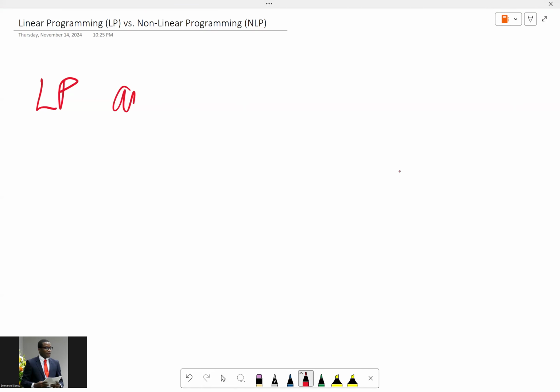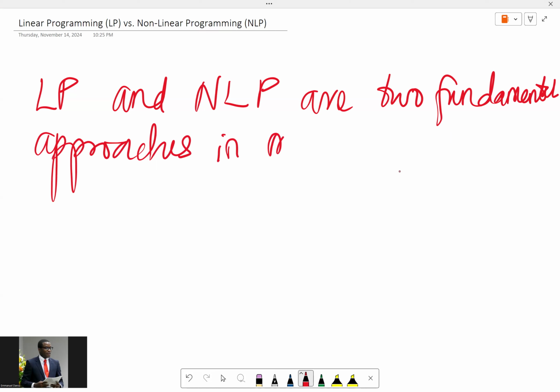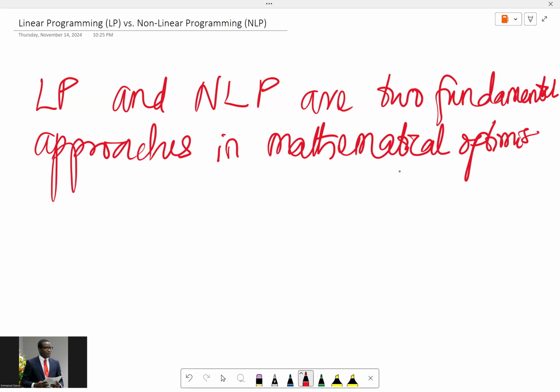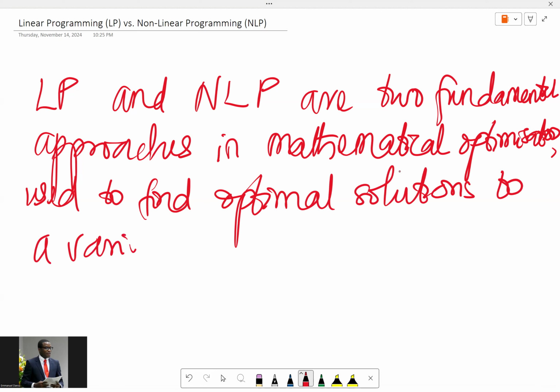LP and NLP, that is linear programming and non-linear programming, are two fundamental approaches in mathematical optimization, used to find optimal solutions to a variety of decision-making problems.